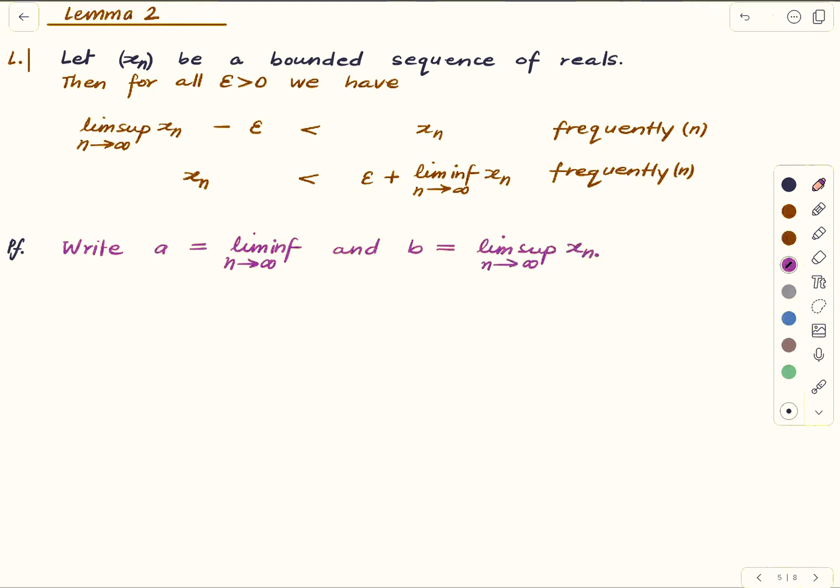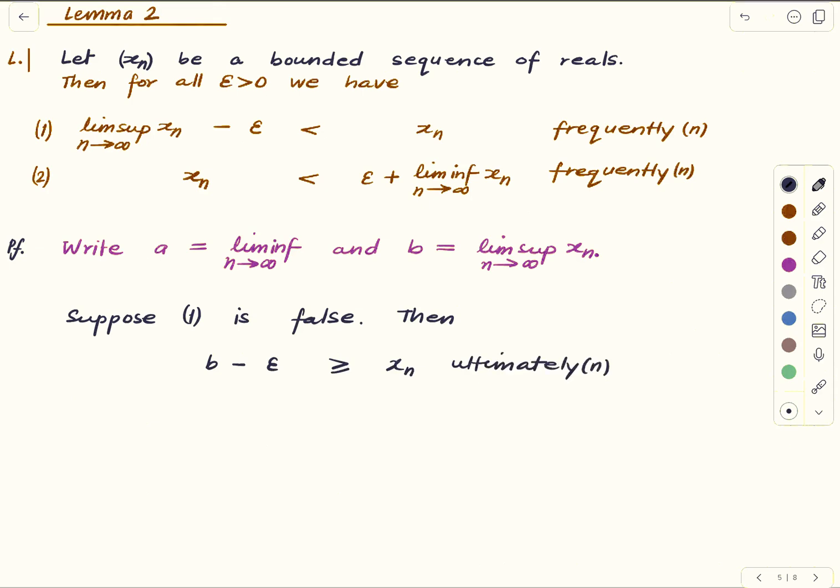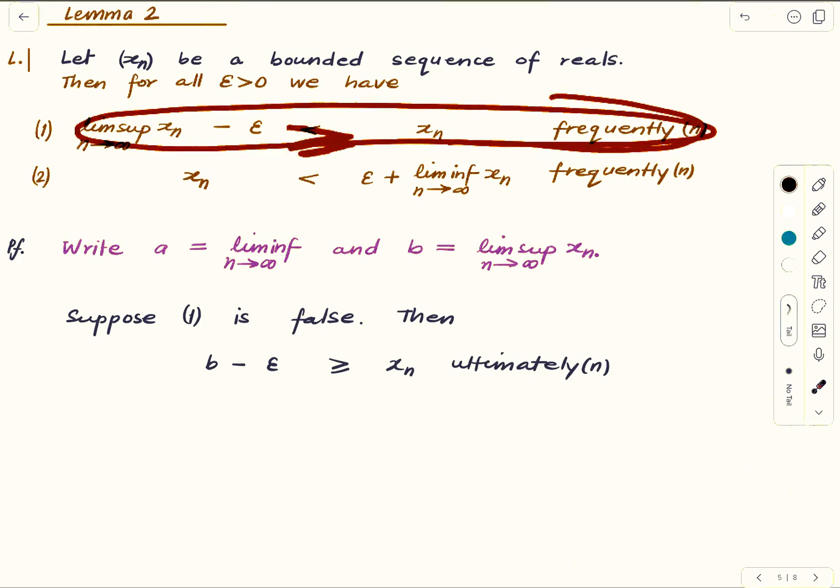Okay, so note that lim sup minus epsilon, I should justify this. So what I'm saying is that, suppose not. So let's go by contradiction. So suppose 1 is false, let's call this 1, and this 2, and we are only proving 1. So suppose 1 is false, then we must have b minus epsilon is greater than or equal to xn ultimately. Alright? Why? Because if this does not happen frequently, then this must happen ultimately. That's all that we have written here.